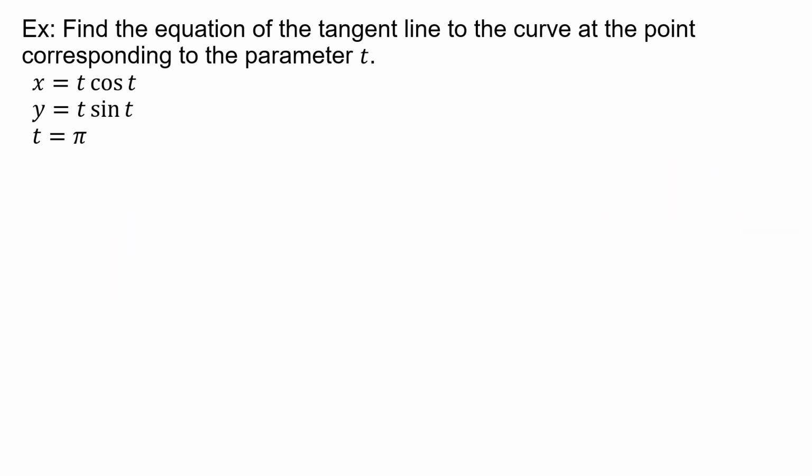Let's try another one of that same type. Here, this one's going to be a little bit more complicated since we have t cosine t and t sine t, and we're plugging in pi, but I want to try doing the same sort of thing. So I'm going to find dy/dx again, because I have to find the derivative to come up with my slope. And just like before, this is dy/dt divided by dx/dt.